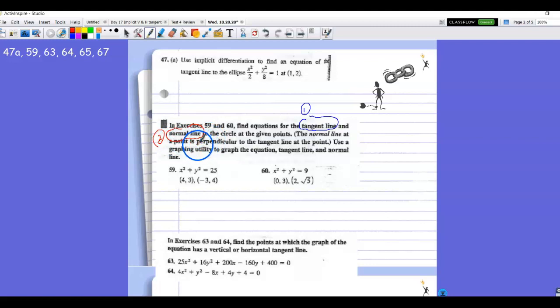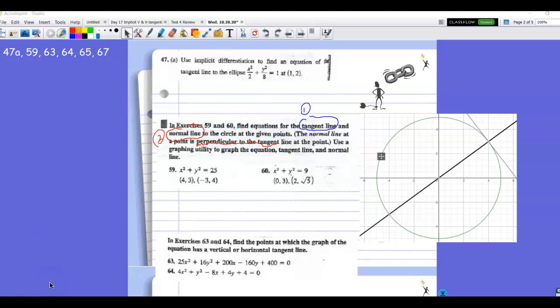The normal line, as you can see right here, is perpendicular to the tangent line. All right, so I'm going to pause this video, not that it matters to you, and create that graph. We're going to look at the visual first, and then we're going to come back and actually do the work. So over here to the right, you can see that we have a circle, because x squared plus y squared equals 25 is certainly going to create a circle. We know that.